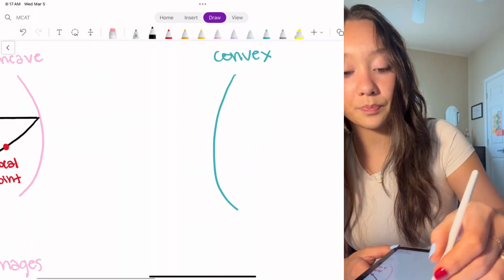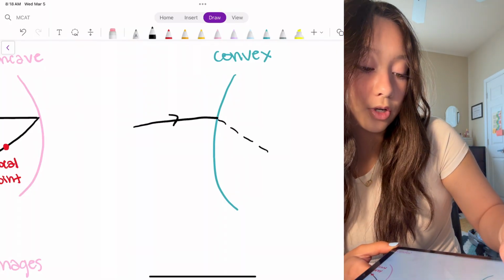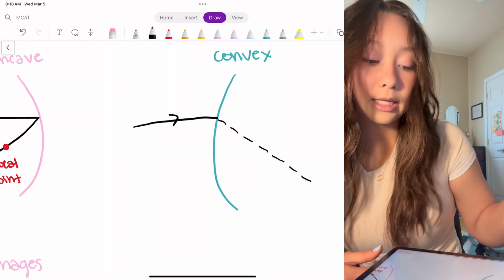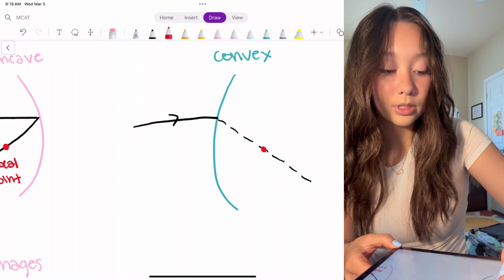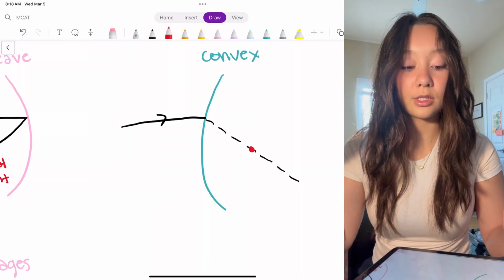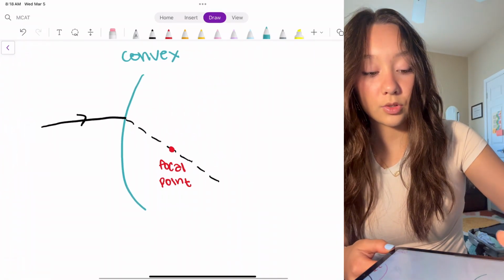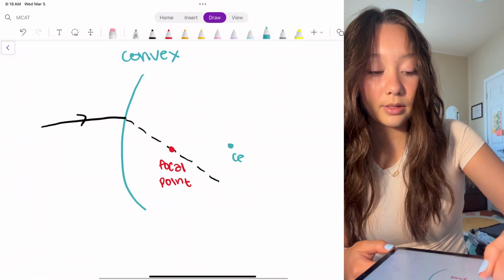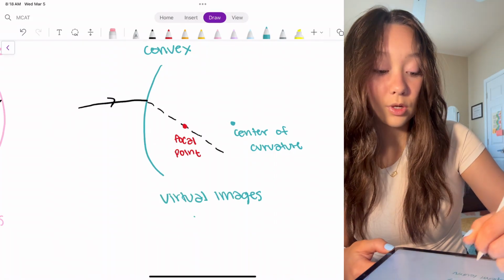So let's say we have an incident ray coming in here, and it's going to pass straight through the convex mirror like this. It's not going to be reflected because it's flipped the other way. Now the focal point is going to be here. This is where all of the rays converge. So if you have multiple rays coming into this mirror, they're all going to converge at that red focal point. And then again, our center of curvature is going to be on the inside. With convex mirrors, these are going to be virtual images, but they're going to be upright.